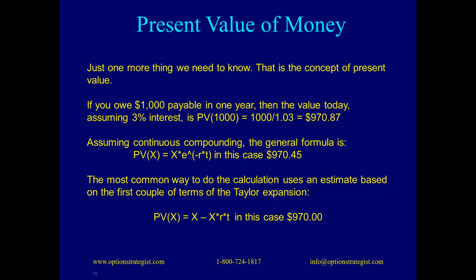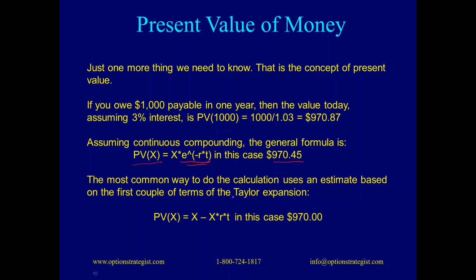All right, now assuming continuous compounding, the general formula is more like this. This looks a little more complicated, saying the present value of X, X being the amount of dollars, is equal to X times e to the power negative RT. Okay, this is referred to as a present value factor. In this case, it would come out to 970.45. And the way that we're actually going to do it, and I think the way that most places do it, is we end up using what the equivalent is of simple interest.